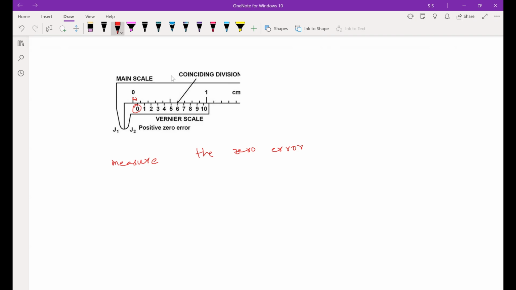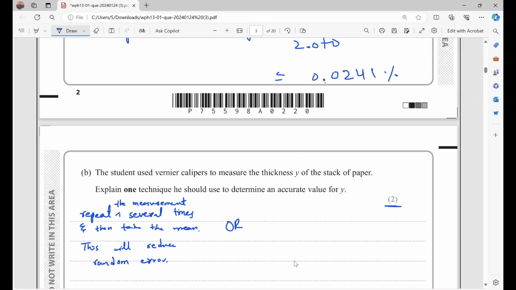And that value would have a reduced systematic error, not a reduced random error, a reduced systematic error. Why? Because zero error is an error within the system. It's not because of your mistake, it's the system's mistake. So it's a systematic error. So in this case, you can say, check the zero error and remove it from the final measurement.